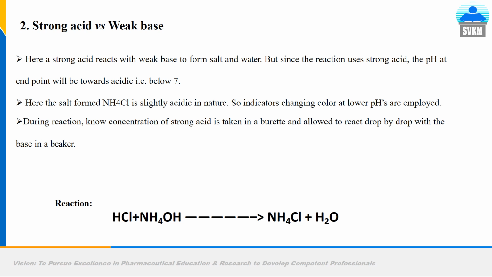During the reaction, a known concentration of strong acid is taken in the burette and allowed to react drop by drop with the base in the beaker. And there is the use of indicators also, which helps to determine the endpoint. The reaction is when hydrochloric acid reacts with ammonium hydroxide, it gives ammonium chloride plus water.